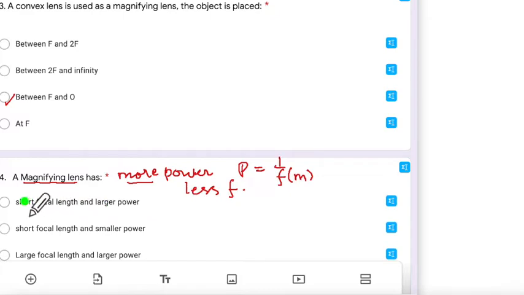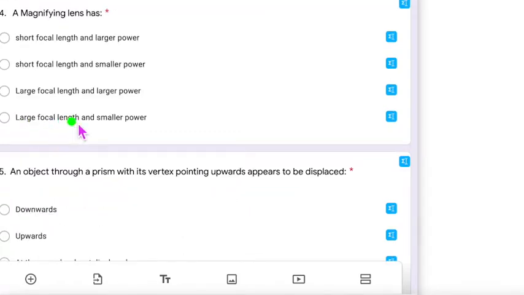Which is the option? Short focal length, larger power, short focal length and smaller power? No. Short focal length and larger power, because they are inversely proportional. Larger focal length? No. And larger power? No, definitely not. This is the correct option, but let us look at the last option as well. Large focal length and smaller power? No. We will have to choose short focal length and larger power. Out of these two, we will take the first one. That's the correct option. Let us look at question 5.